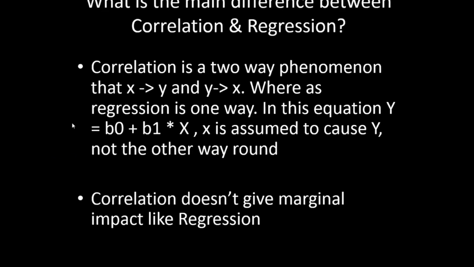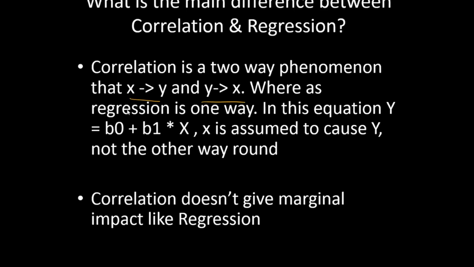The next question is, what is the main difference between a correlation and a regression? Well, correlation is a two-way phenomenon. That means if x and y are two variables, we try to see how x is related to y and y is related to x. It talks about the strength of the relationship between two variables from both sides, from x to y and from y to x. Whereas regression is always a one-way phenomenon.